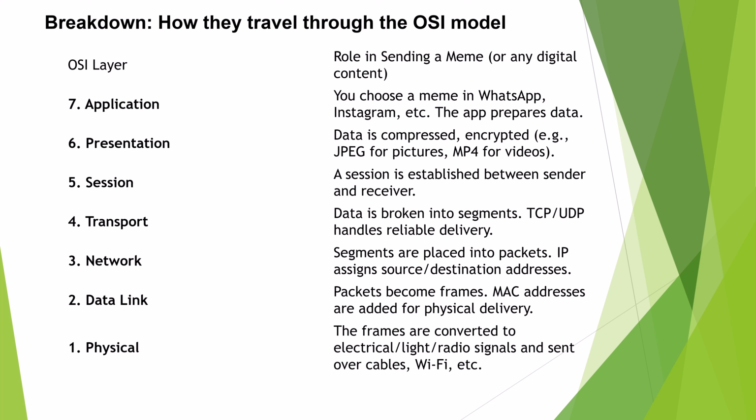Let's start with the application layer. In the application layer, you choose a meme in WhatsApp or Instagram. After that, the app prepares the data. Then it goes to the presentation layer. Through the presentation layer, data is compressed and encrypted. For example, it is compressed to JPEG for pictures and MP4 for the videos.